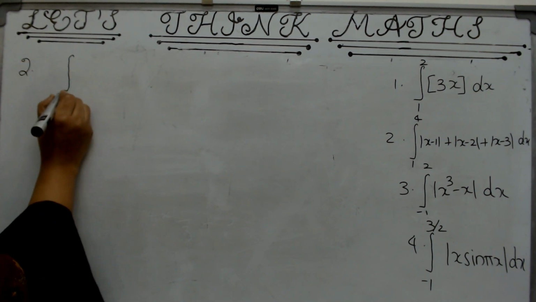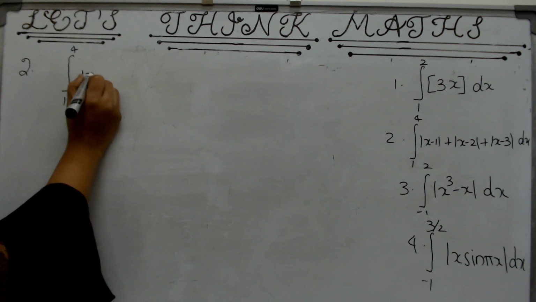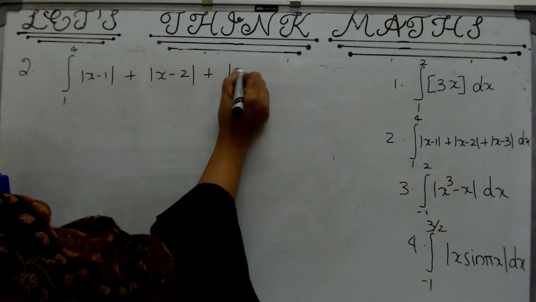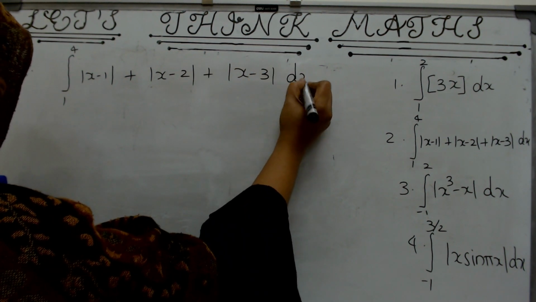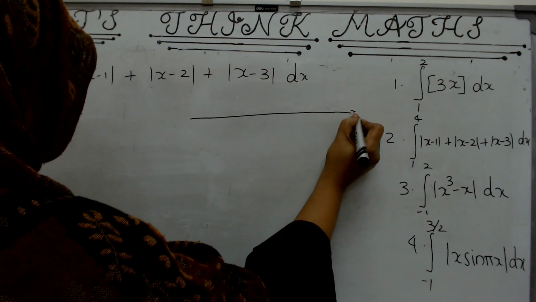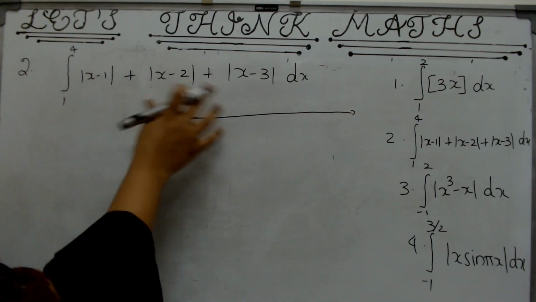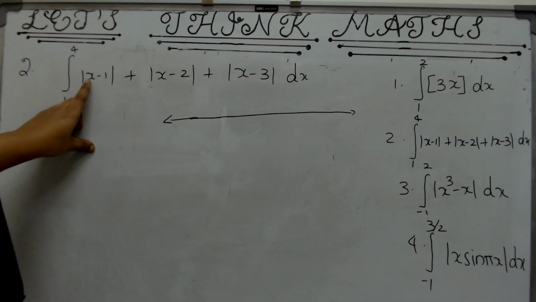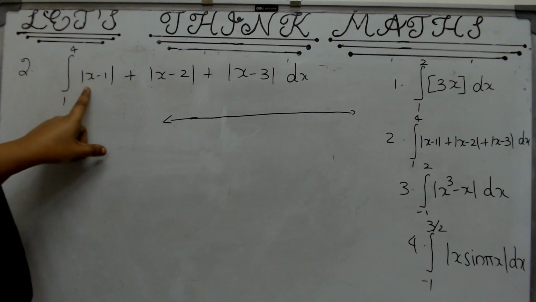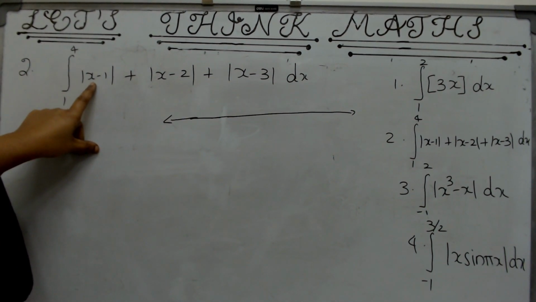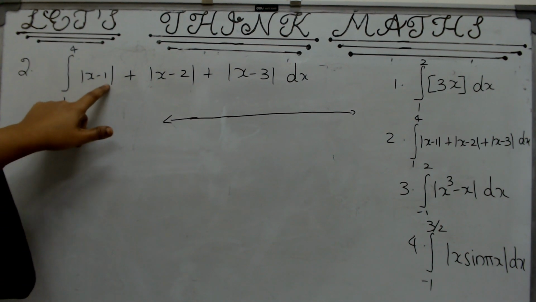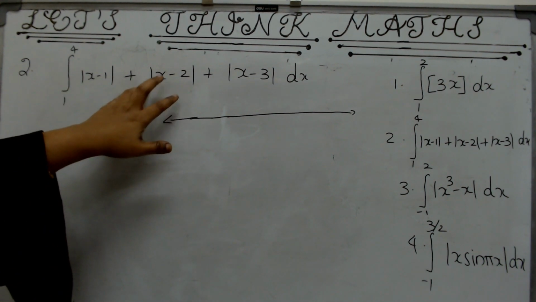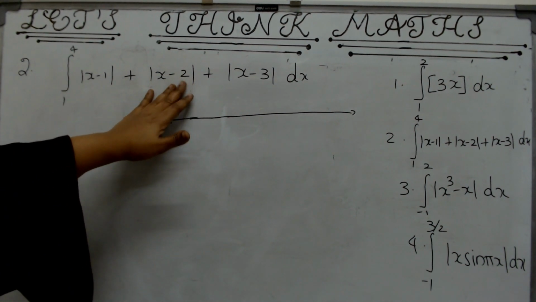What is the second question? We are integrating from 1 to 4, and what are the functions? Modulus of x minus 1, x minus 2, x minus 3. Now tell me, what are the values of x for which the function f(x) is going to change? You have to decide if your x is greater than 1 or less than 1. If it is less than 1, you will have a negative answer. In this case, then what will happen? X minus 1 will become 1 minus x. Similarly, you have to check if your x is less than 2 or greater than 2.